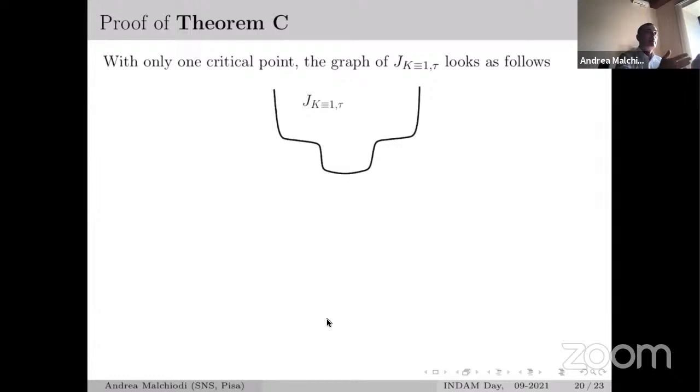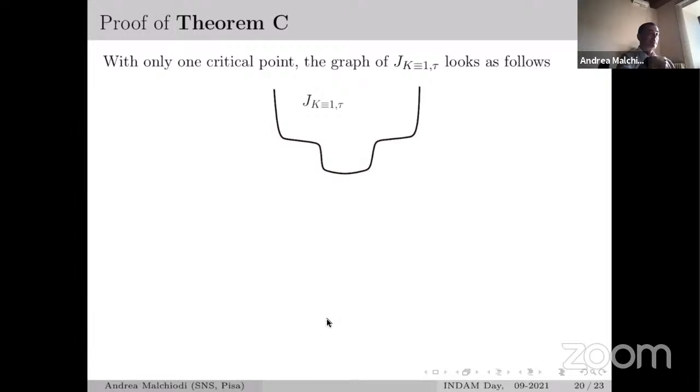A typical functional which is coercive and has only one critical point is like a parabola. Well, we don't actually have convexity, but still we have the existence of a single critical point. So the picture when k is identically equal to 1 is qualitatively like a parabola, except for convexity.